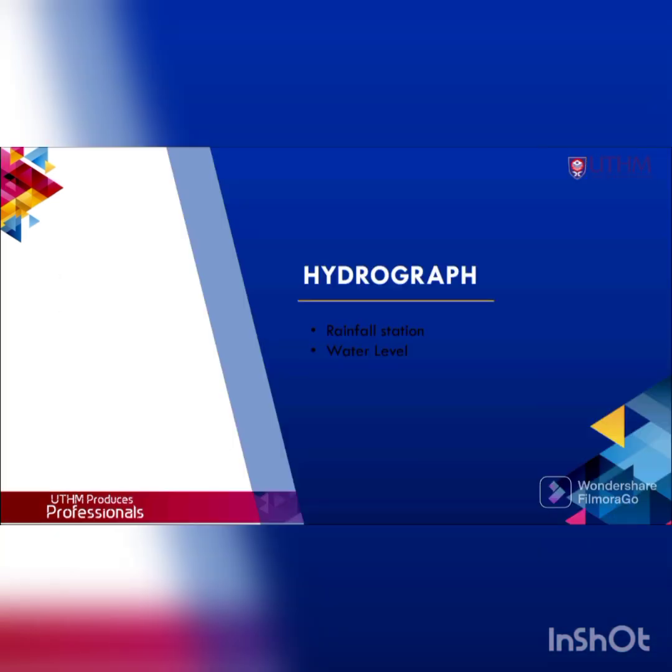A hydrograph is a graph or plot that shows the rate of water flow in relation to time, at a specific point or cross-section. These graphs are often used to evaluate stormwater runoff on a particular site considering a development project. In this project, we will have hydrographs of rainfall station data and water level data.